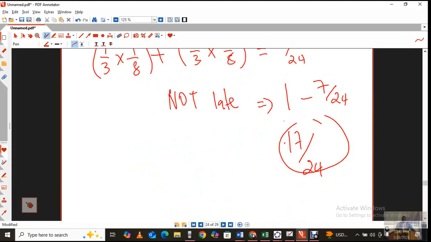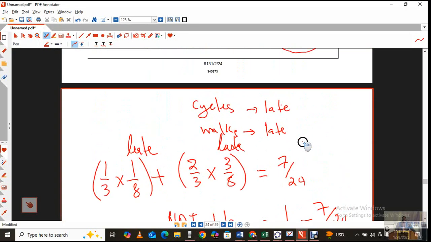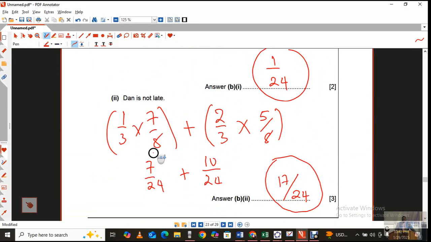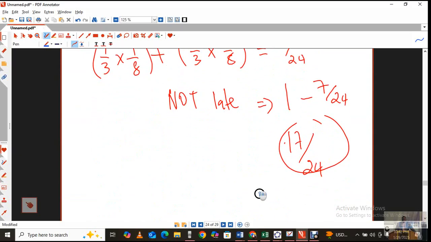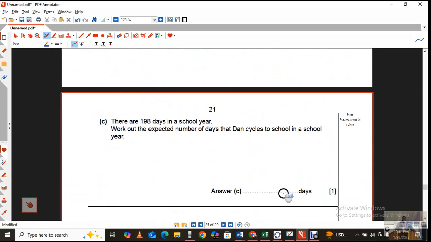Different ways to arrive at the same answer for 3 marks. A little bit of work, but I think you will agree with me. You can use this one where you go to the branches and you find not late plus not late, and then you get directly to your answer. Or you find late and subtract it from 1. Okay. All right, let's go to the next question.